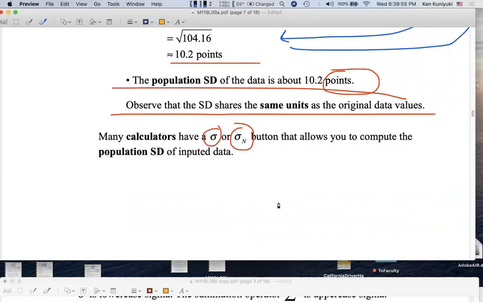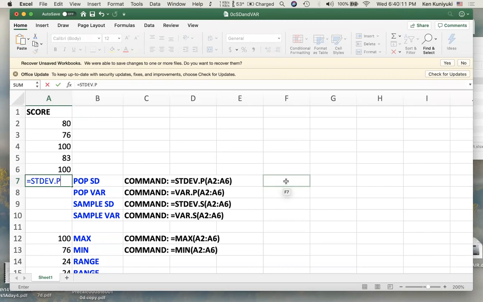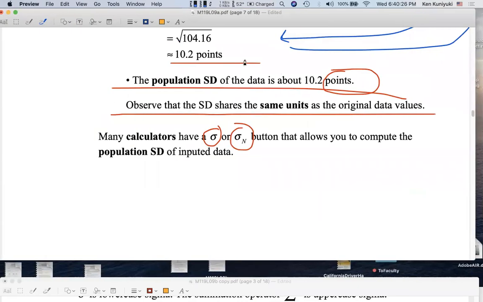All right. And how would you do this on Excel? All right, so let's say that we have 5 test scores for the 5 test students. For the population standard deviation, it's equals, you need that for commands, STDEV for standard deviation, dot P, that's for the population standard deviation. This is full census data. It's a population data set. Parenthesis, I can sweep over the entries. It's A2 to A6. End the parenthesis. And we get, lo and behold, it's about 10.2 points. It verifies what we got over here.